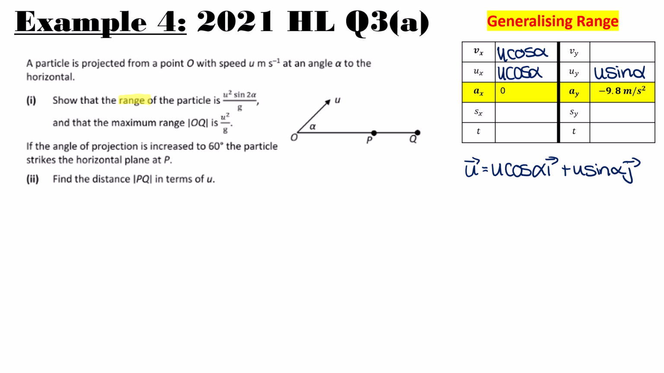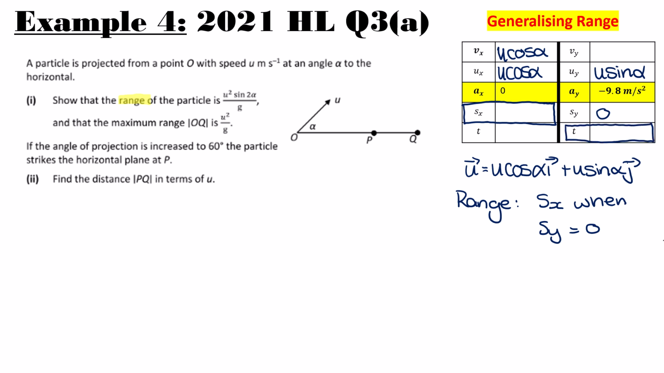We're looking for the range. So the range is finding Sx, the horizontal distance, when it lands. So in this case, Sy equals 0. Filling that in, I have a 0 here, and I'm effectively looking for my Sx. Now, how do we do that when we don't have enough information? We're actually going to work out our time. In the y direction, we're going to get our time, and then we're going to connect the x and y direction using that time.